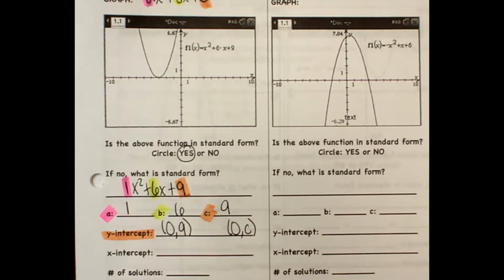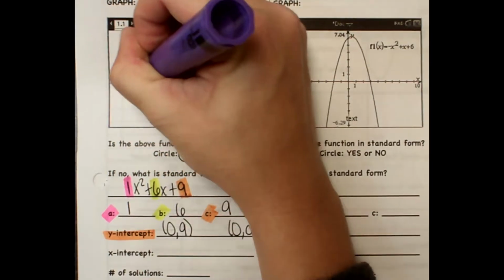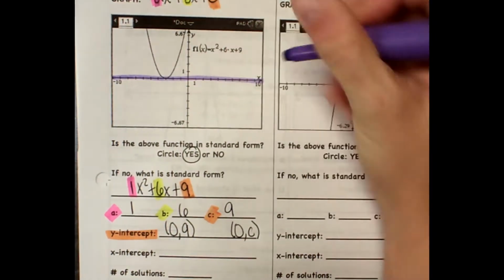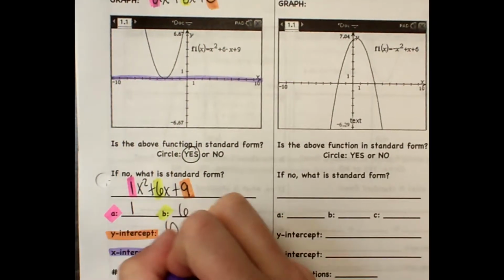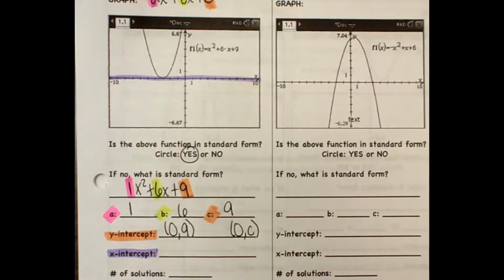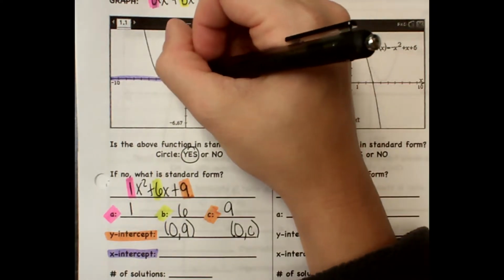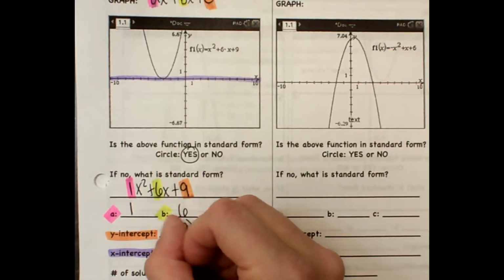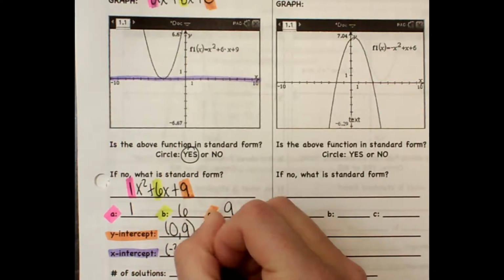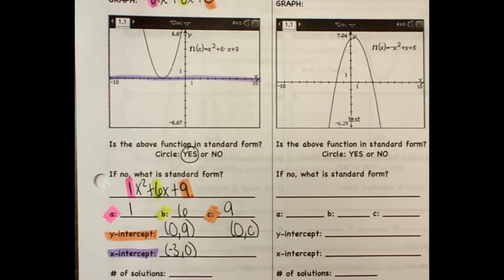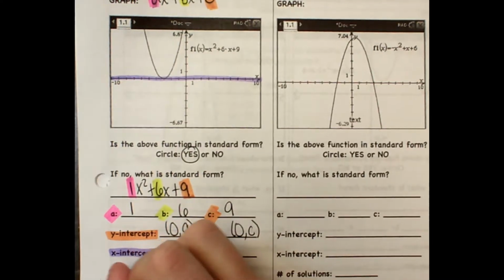Okay? So then it asks, what is my x-intercept? Your x-intercept is where that graph touches the x-axis. Okay, so if we look, it touches at (-3, 0).